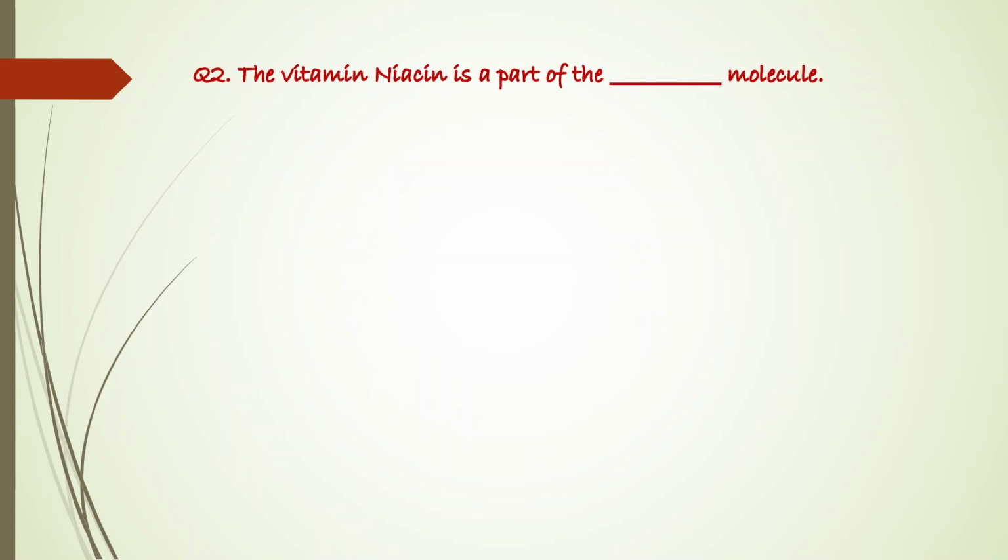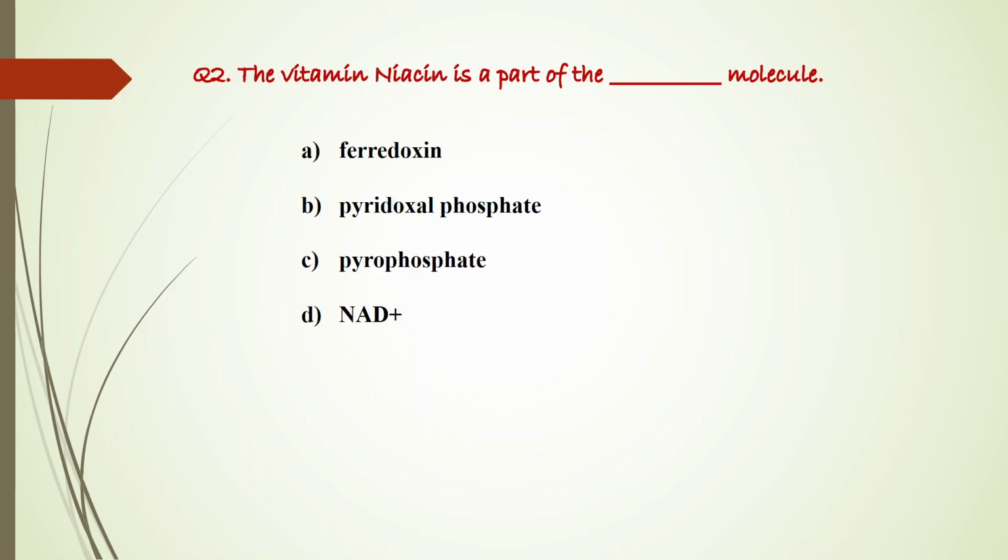The second question states, the vitamin niacin is a part of which molecule? There is a blank that you need to fill. They are talking about vitamin niacin, and you have to identify which molecule it is a part of. There are 4 options: ferredoxin, pyridoxal phosphate, pyrophosphate and NAD+. Out of these 4 options, choose the correct one and write it in the chat box, and then I will show you the correct answer.